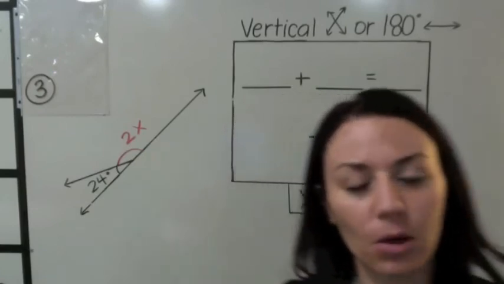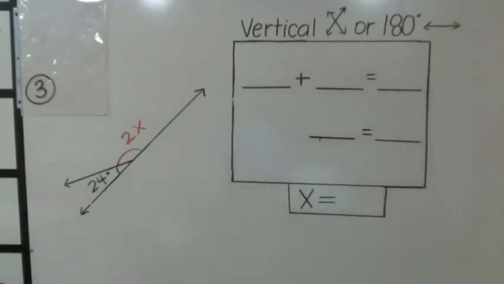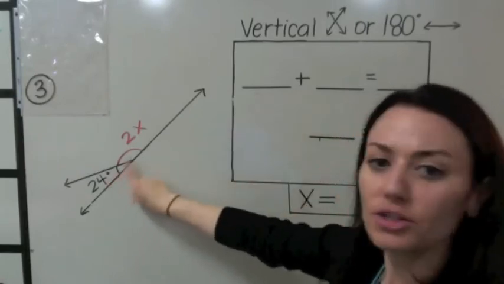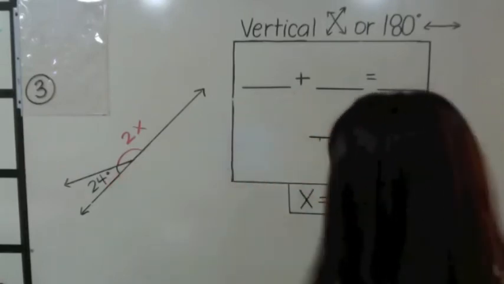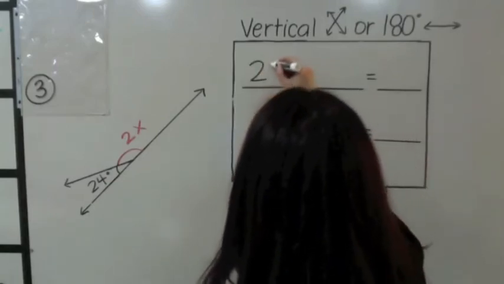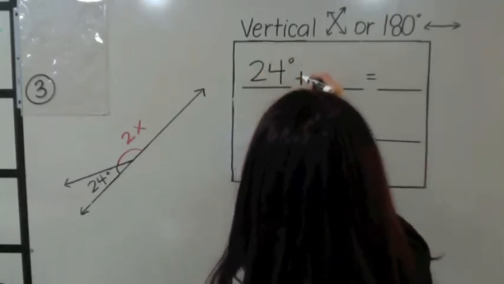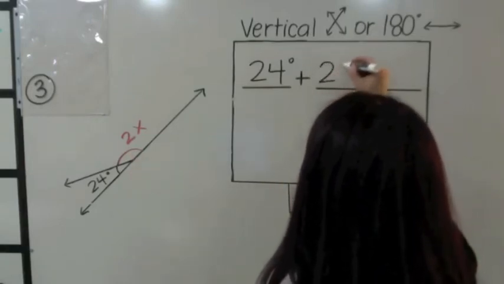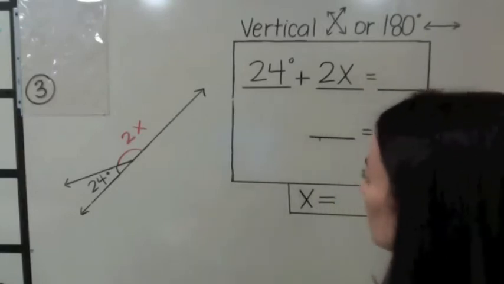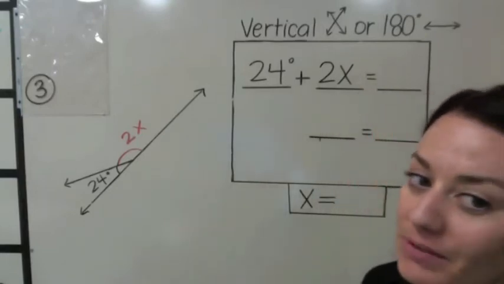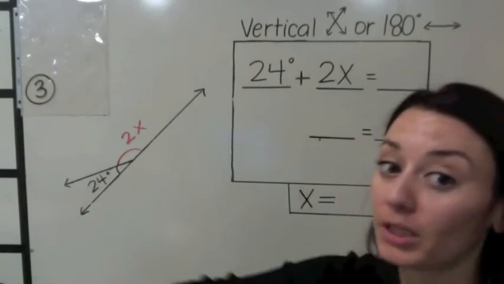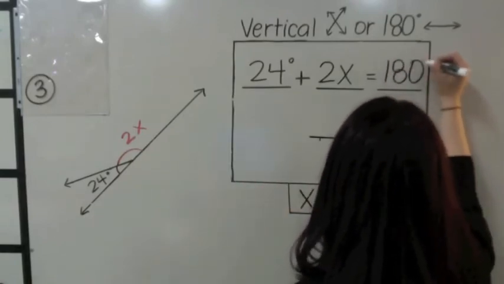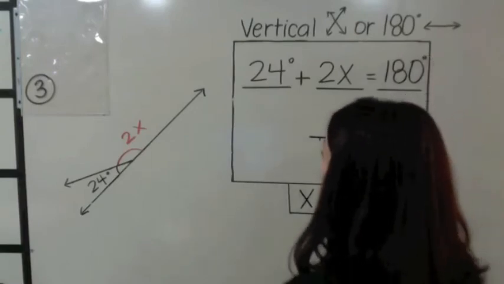So if we set up an equation, what would we write? What are we going to do to these two? We're going to add them together. So we're going to write 24 degrees plus this angle here, which we don't know, they're calling it 2x, equals what? How many degrees? They're a linear pair, they form a line. How much? Good, okay, it's 180. So now we can solve this equation.